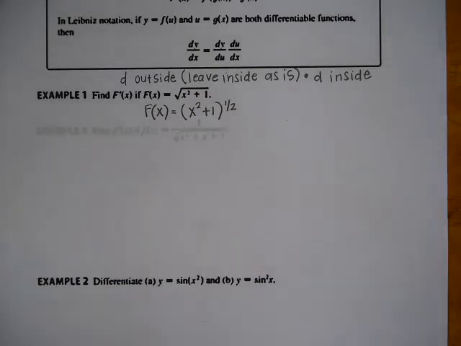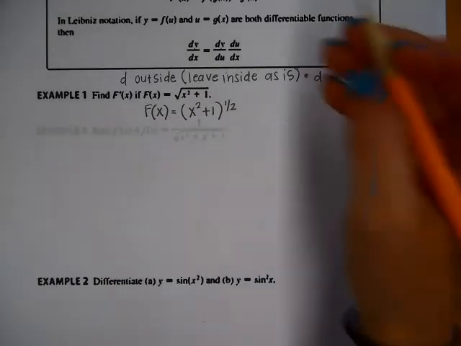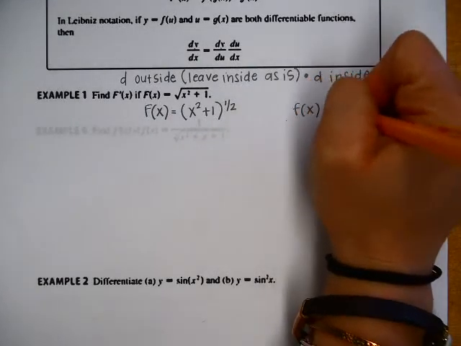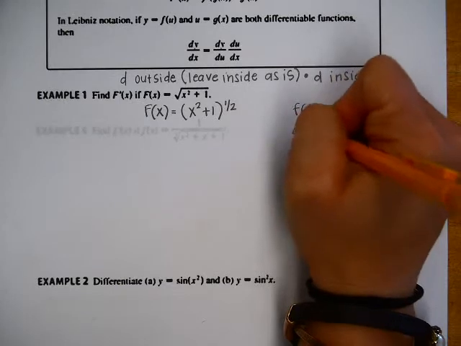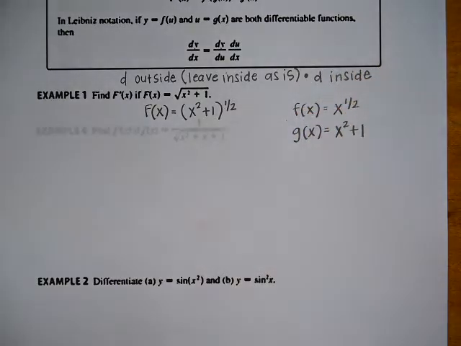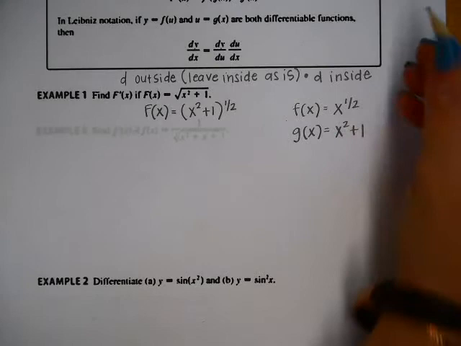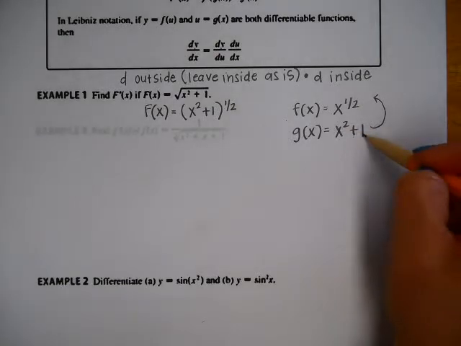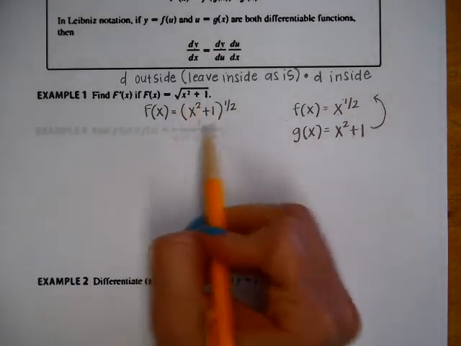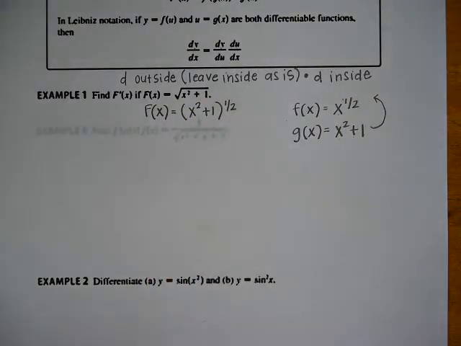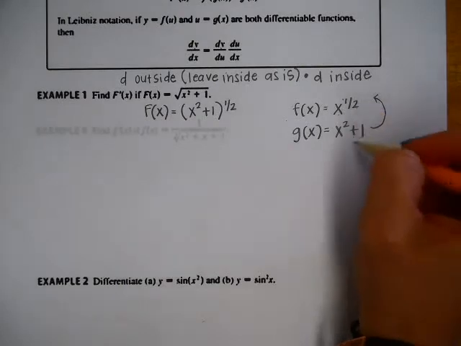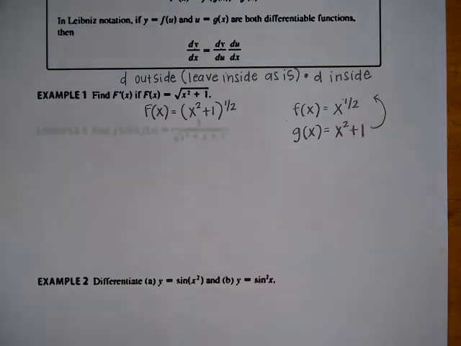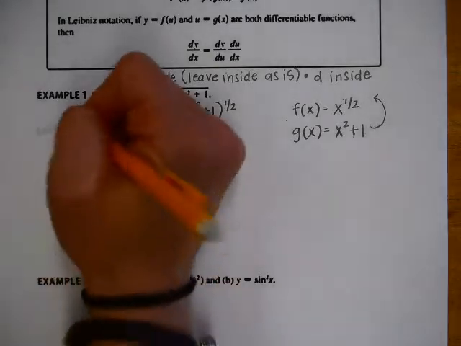Okay? So just so that you understand what I mean by outside and inside, I want us to look at this. I'm calling f of x is x to the 1/2, and g of x is x squared plus 1. So remember, a composite function f of g of x means I'm taking g of x and plugging it into f of x. And if I plug x squared plus 1 into x to the 1/2, then that is what this function is right here. So when I say outside, I'm taking the derivative of x to the 1/2. I'm leaving the inside the same, and then I'm multiplying that times the derivative of the inside, which again is your g of x, x squared plus 1. So this is what that looks like.